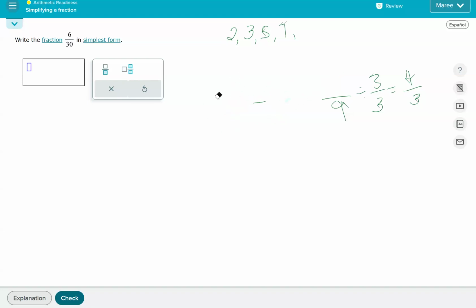Okay, so we're going to look at 6 and 30. I noticed right away that 6 goes into 30. So if you notice that the smaller number goes into the bigger number, you can actually just divide by that number. So we're going to divide both numbers by 6. So 6 divided by 6 is 1, and 30 divided by 6 is 5. So the lowest form is 1/5.